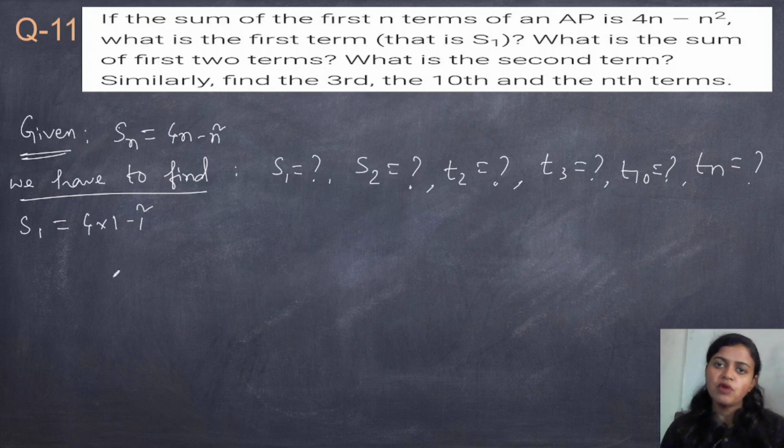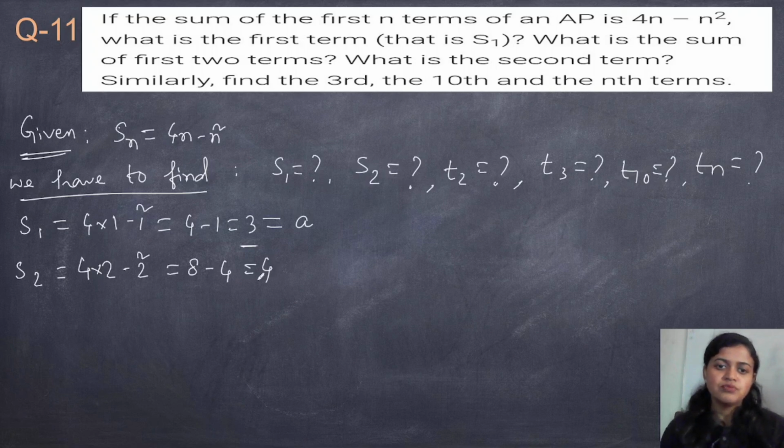Just put the value of 1 in the place of n. So 4 minus 1, that is 3. That means this is term A, and we have to find S1, and the value of S1 is 3. Okay, S2 find. S2 means we have to put the value of n as 2. So 4 into 2 minus 2 square, that is 8 minus 4. This is S2. Now we have to find T2.